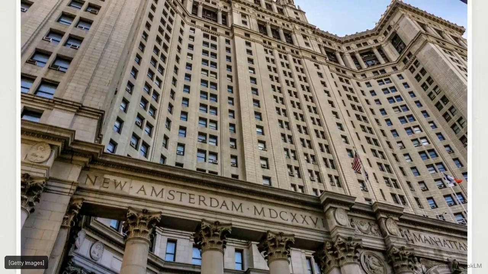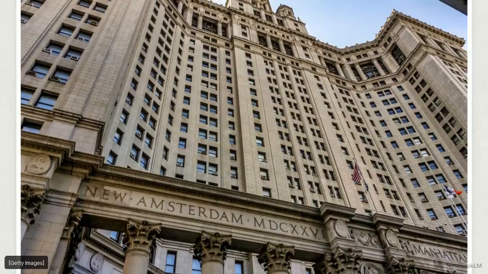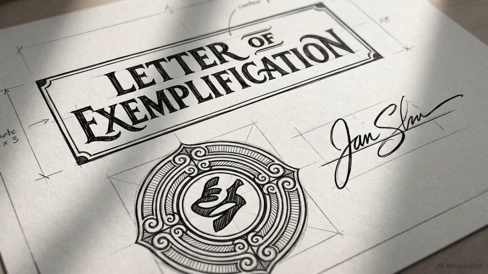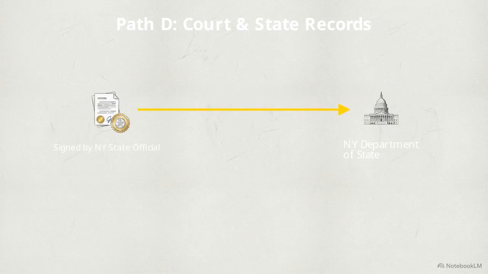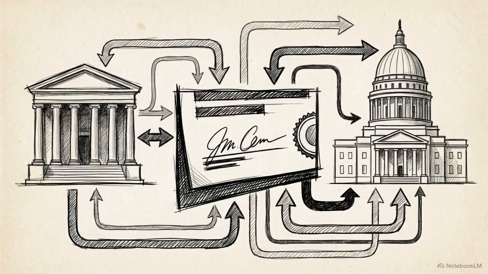New York City operates under a strict exception. Any birth or death record issued by NYC requires a letter of exemplification. Without this letter, the county clerk cannot process the file. Finally, Path D covers court and state records. If a New York State official signed the document, it goes straight to the Department of State. If not, you will need to get county clerk certification first. Confirming exactly who issued and signed the public record dictates the correct chain of authentication.